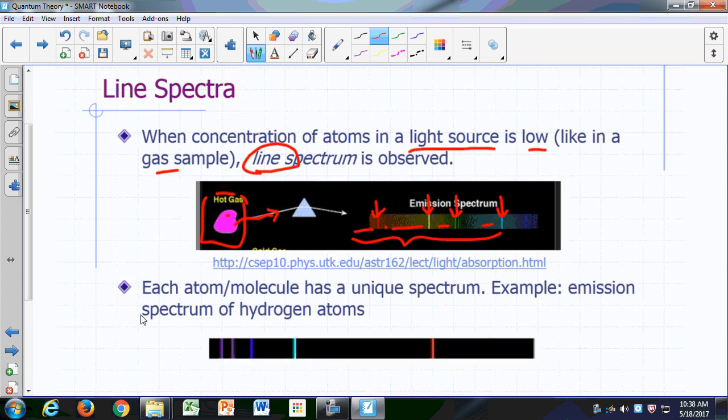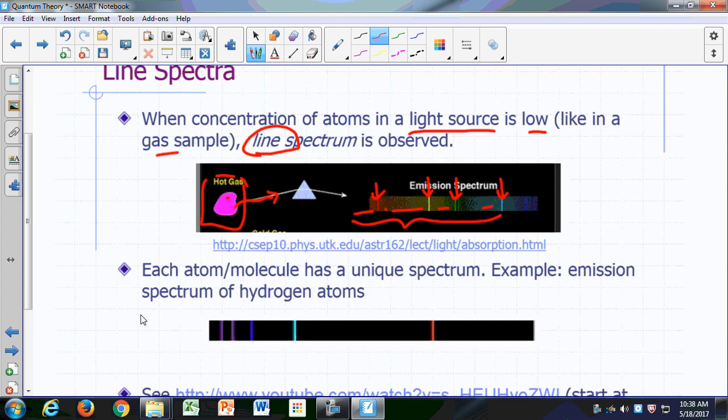Now, each particular atom or molecule has a unique spectrum. So, for example, if your sample only contains hydrogen atoms, in other words, the only atoms producing light from your sample are hydrogen atoms, and the concentration is low, this is typically what you'll find. This is a characteristic of hydrogen atoms. So, in a way, the light being produced by atoms is an identifying characteristic of the atoms. It's their ID number, you might say. It's their fingerprint. Each atom has a different, characteristic spectrum.